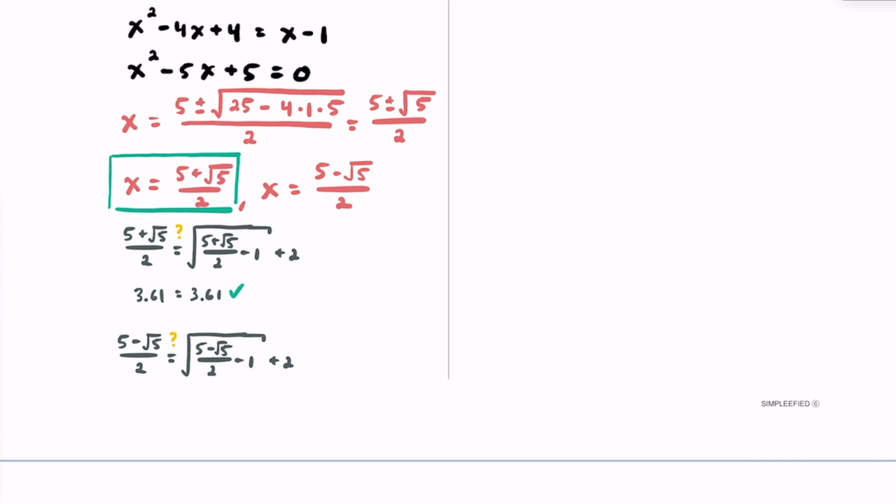Plugging this into a calculator, we're going to get about 1.38 on the left side. And on the right side here, I'm getting about 3.56. So these are not equal to each other. So this would be an extraneous solution. And on the other side, we're going to get about 2.62. So you can see here that these are not the same. So the other solution here, or this 5 minus root 5 over 2, is an extraneous solution.